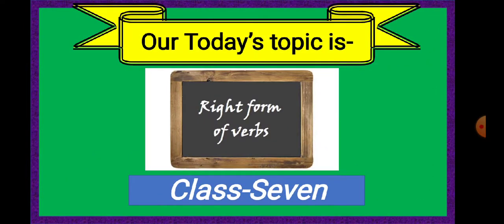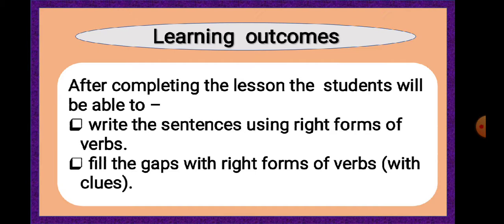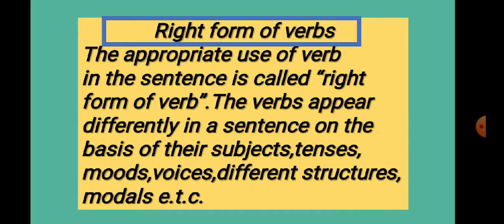Our today's topic is right form of verbs. After completing the lesson, you will be able to write sentences using right forms of verbs. Fill the gaps with right forms of verbs with clues. Now you see, the appropriate use of verb in the sentence is called right form of verb. The verbs appear differently in a sentence on the basis of their subjects, tenses, moods, voices, different structures, modals, etc.